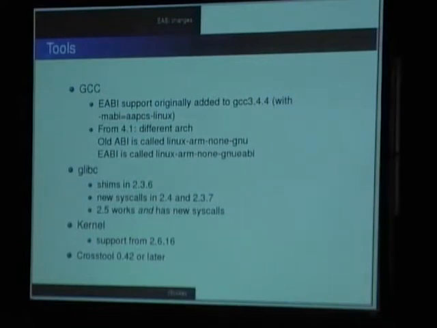glibc, you need the right version. As I said, 2.4 was the first one to support this properly, but in fact it didn't work very well on ARM. So in practice you need glibc 2.5 to have stuff that all works, and kernel support, crosstool, blah, blah, blah.